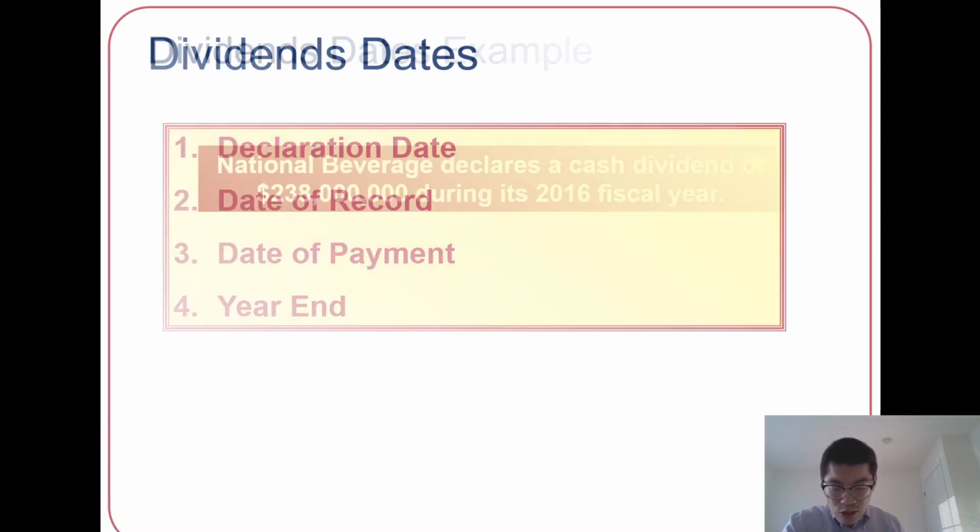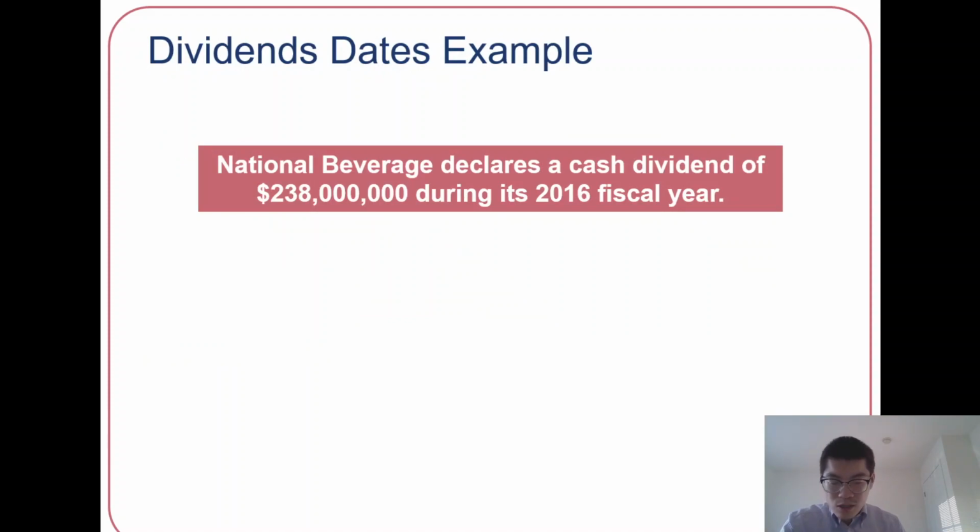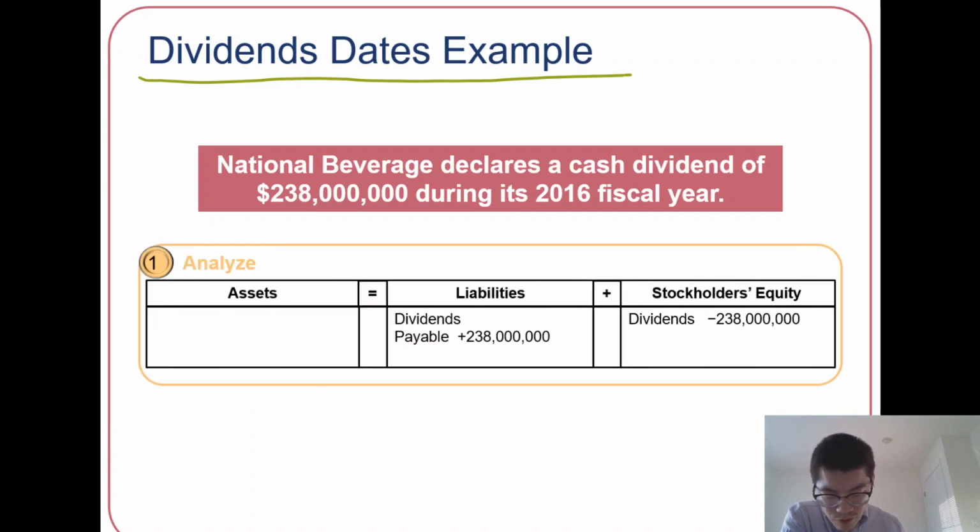Okay, so now let's look at how we record this journal entry. All right, so first is the dividend date examples, and that is the declaration date. National Beverage declares a cash dividend of $238 million during its 2016 fiscal year, and we're going to do the following journal entries. Because at the declaration date we create a liability, we have to record a liability.